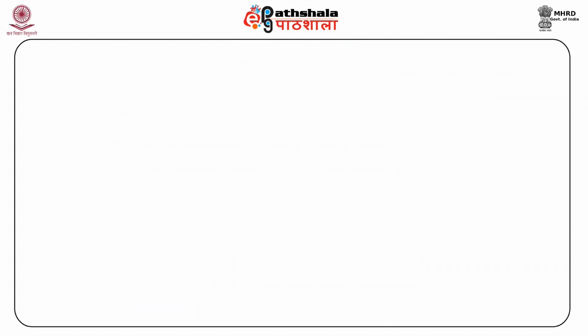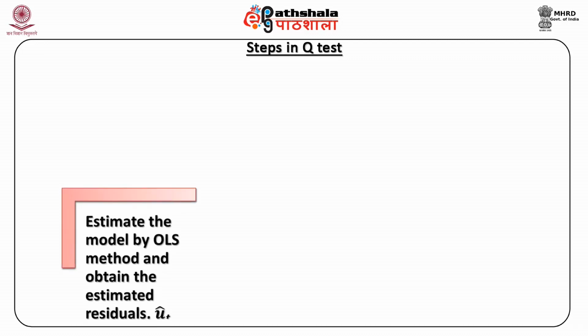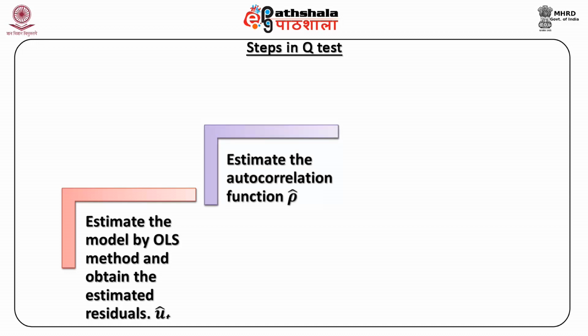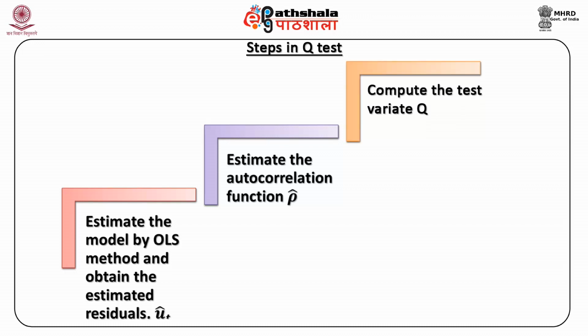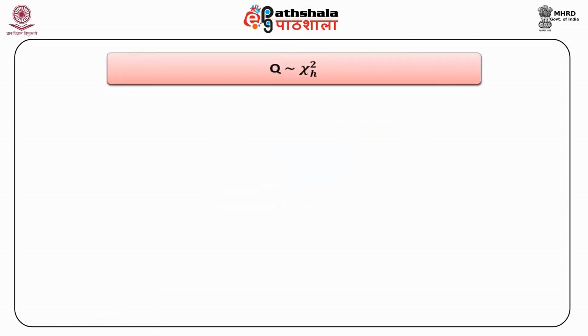So let us understand the steps in Q test. They are, the first is estimate the model by OLS method and obtain the estimated residuals UT hat. The second step is estimate the autocorrelation function rho hat. Third is compute the test variate Q. The next step is that Q is distributed as chi-square with H degrees of freedom.